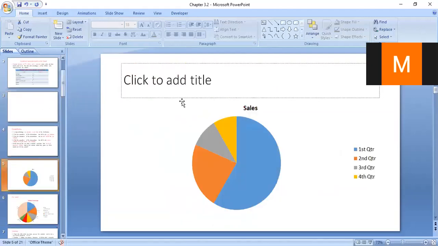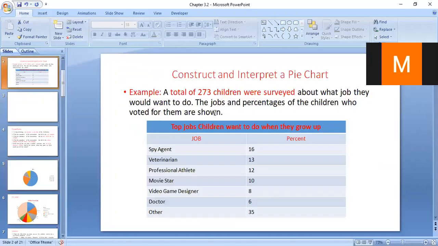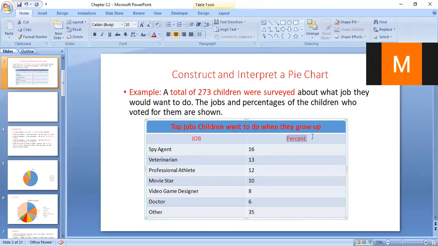You go to the Word document, find the pie chart, and include the information. On the table, you see the percent of the spy-sitting veteran is 13%, professional athlete is 12%, movie star is 10%. This is the job, this is the percent. The video game is 8%, doctor is 6%, other is 35%.